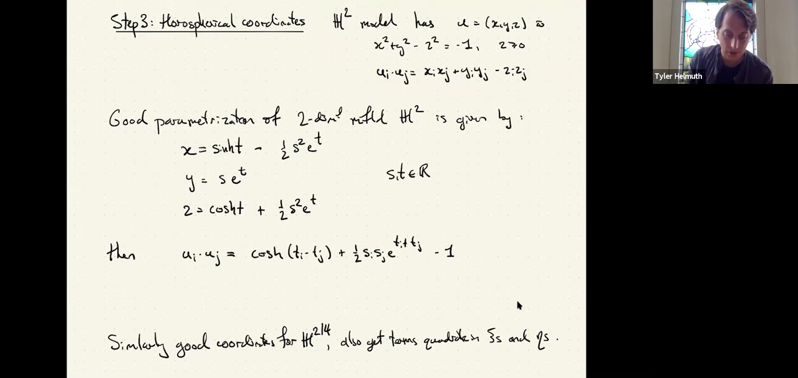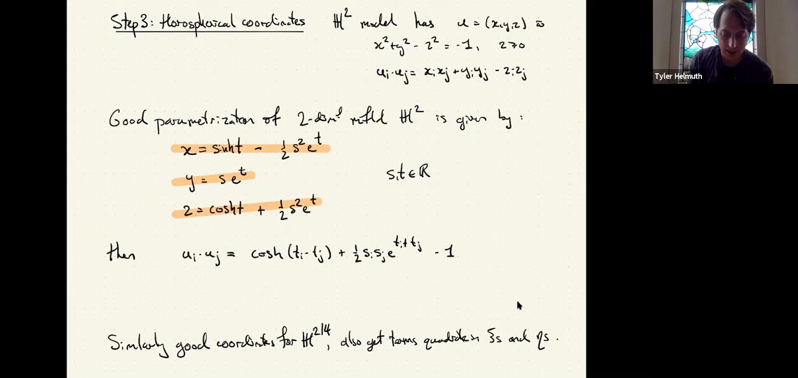So the good coordinates are called horospherical coordinates, and they're given by the following equations. The hyperbolic plane is a two-dimensional manifold, so using 3 coordinates x, y, z to parameterize it is a bit redundant. You might want to find a way to do it with just 2. And you can do it using 2 variables s and t in R, where you define x to be sinh t minus 1/2 s squared e to the t, y is s e to the t, and z is cosh t plus 1/2 s squared e to the t.